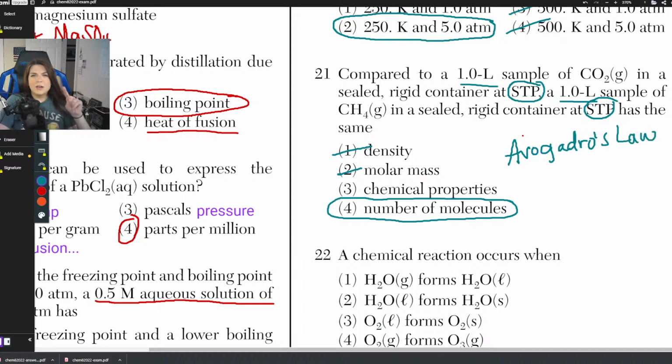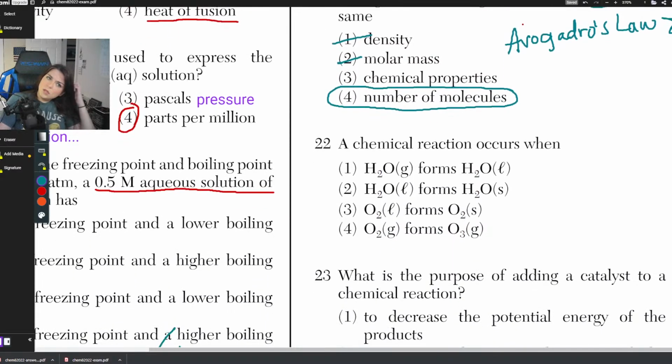You only have to know Avogadro's law in concept. You don't have to know how to do the math for it. 22, a chemical reaction occurs when blank. Okay, in order for it to be a chemical reaction, we have to have some type of bond breaking and bond forming.